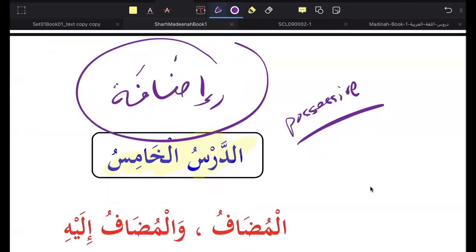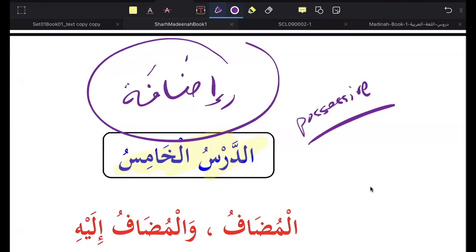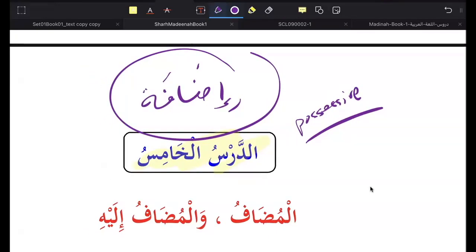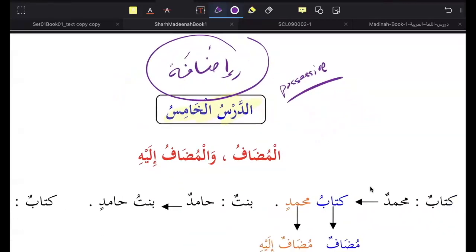So for example, to give you an example from English, we say Muhammad's book or book of Muhammad. Allah's book or book of Allah. So this is a possession. The book belongs to Allah. Khalid's house. So this is one of the uses of idafa. But we use idafa for another purpose also. We use idafa to construct a compound noun, but that is something we will talk about later.